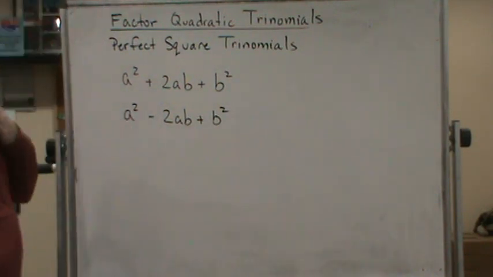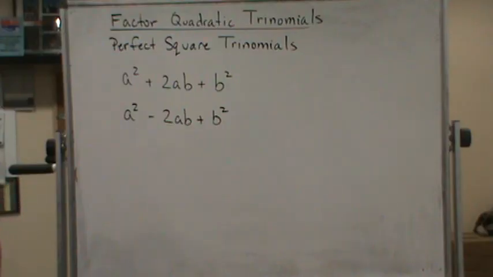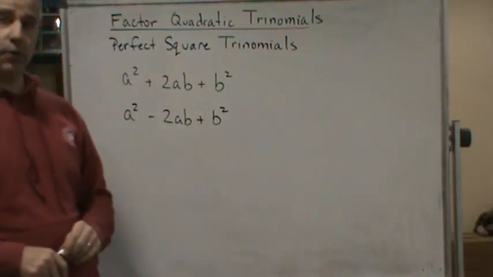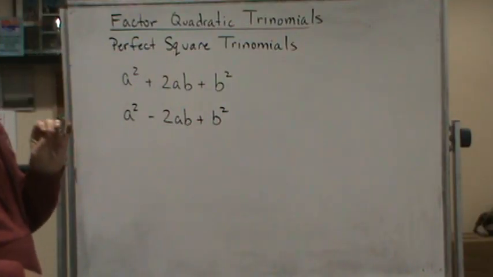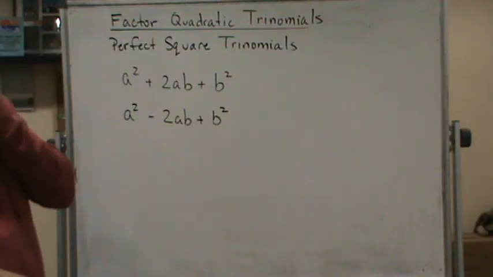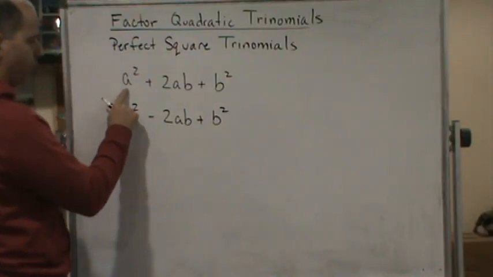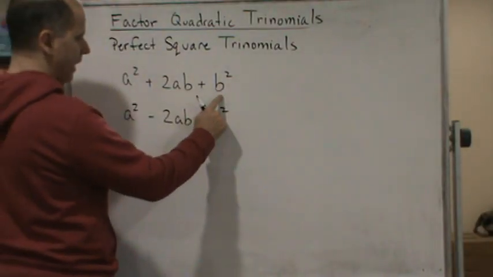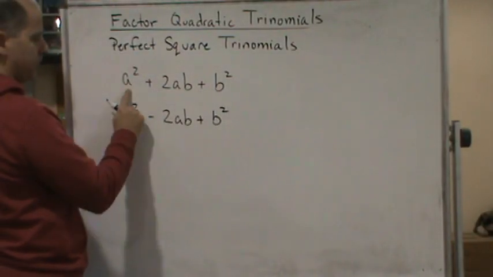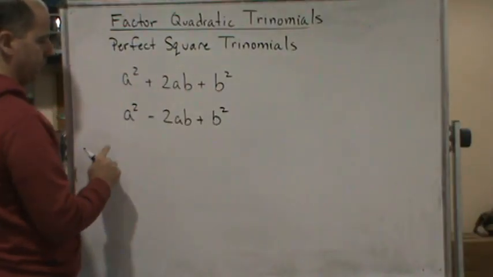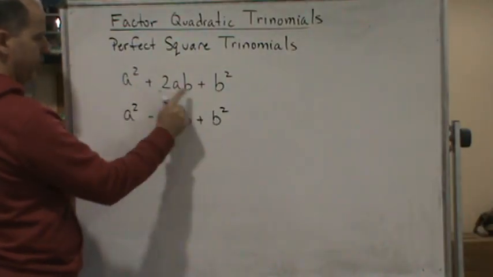Alright, so now we're going to talk about perfect square trinomials. These are special trinomials that are easily factored if you recognize the form. Okay, so if you look at this, we've got a squared term on the first and third terms. They're perfect squares, for this one or this one.